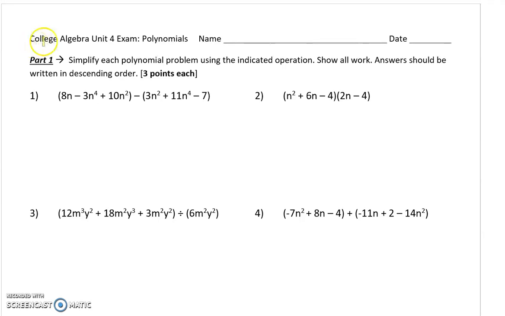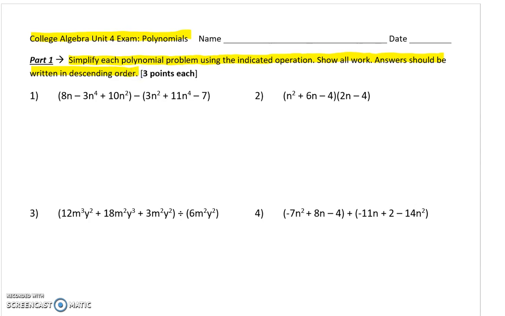In this video, I'll be going through the College Algebra Unit 4 exam on polynomials. The directions for part 1 say simplify each polynomial problem using the indicated operation. Show all work. Answers should be written in descending order.